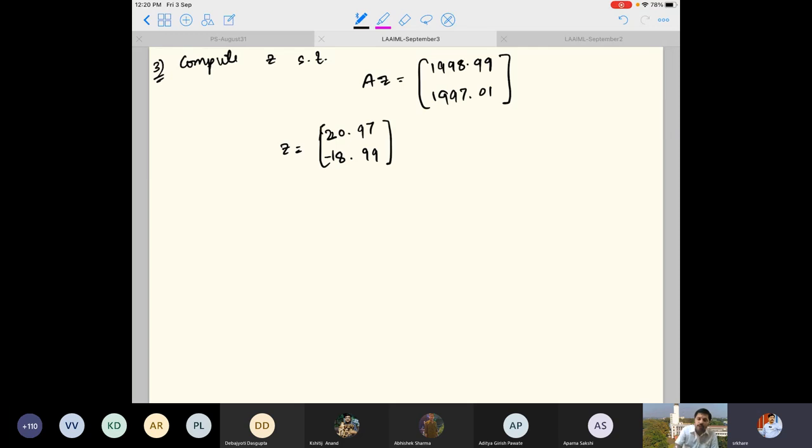So what happened here? You ever so slightly changed. Why are you getting 999, Kshitish? Sir, I think this is the correct answer: 20.97 and minus 18.99. I think this is correct because I also got this answer.